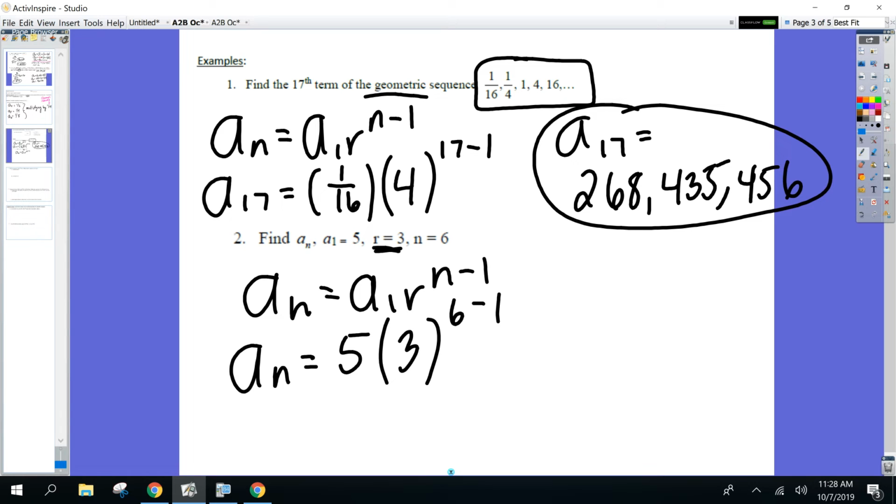So what term am I finding in this sequence then? What'd you just plug in for n? So you're finding the 6th term. Yep. Again, plug it all into your calculator at once.